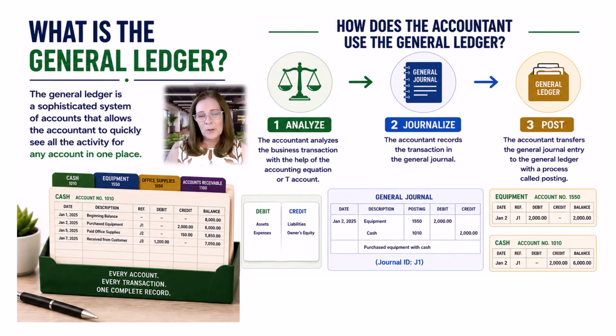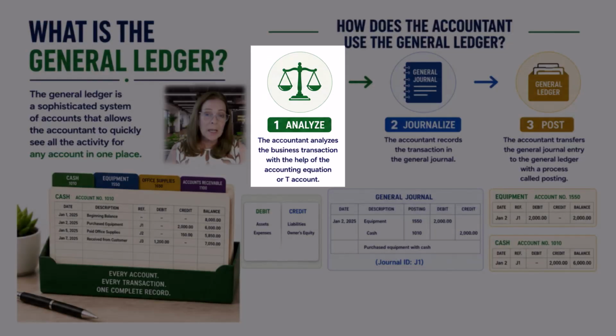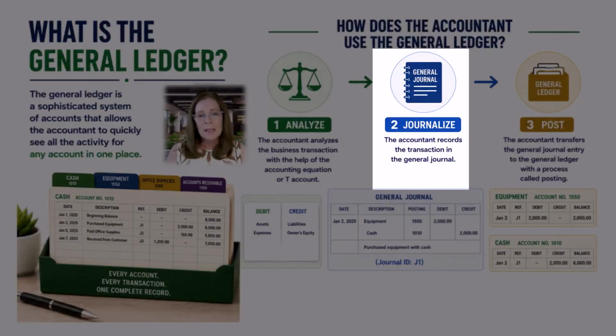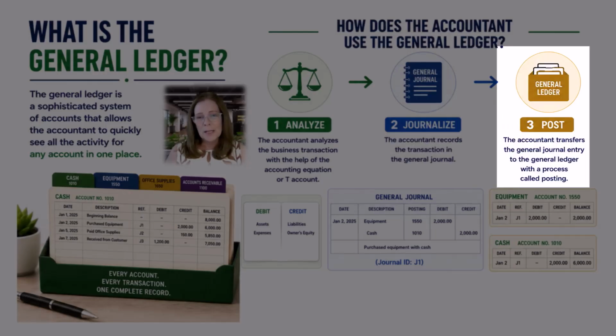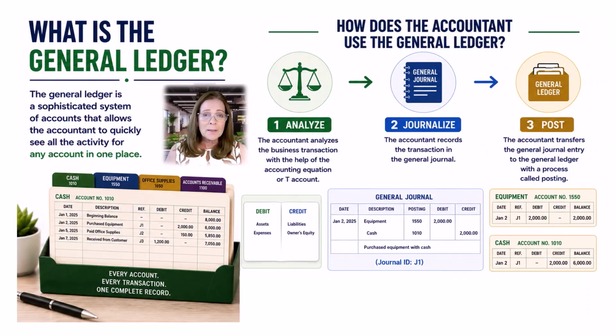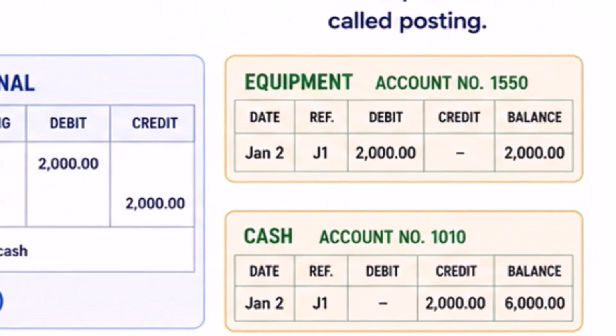So how does the accountant use the general ledger? First, the accountant analyzes the business transaction with the help of the accounting equation or a T account. Second, the accountant records the transaction in the general journal. Finally, the accountant transfers the general journal entry to the general ledger with a process called posting. During the posting process, each line from the general journal is transferred to the accounts listed in the journal entry. Notice that our journal entry affects two different general ledger accounts, equipment and cash.